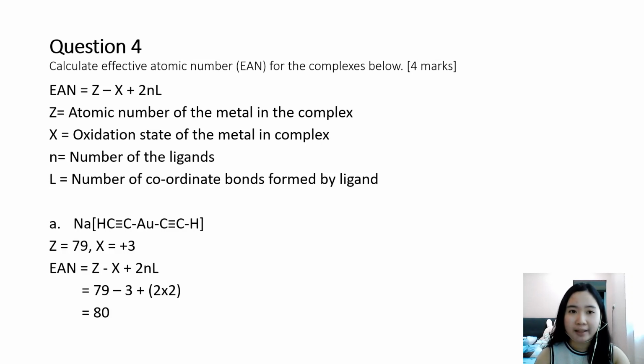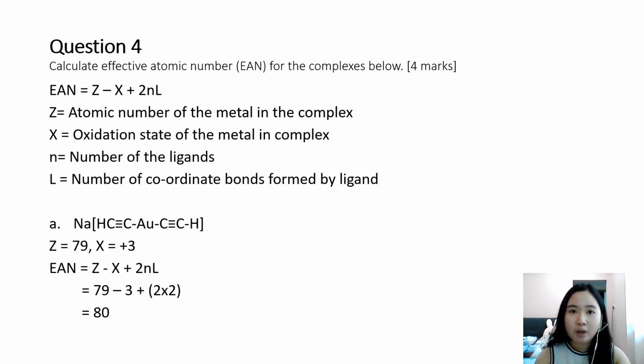Question 4 is to calculate the effective atomic number for the complexes. EAN is the total number of electrons at the metal center, including those gained from ligands through bonding and the electrons from the metal itself. The formula for EAN is Z minus X plus 2NL. Z refers to the atomic number of the metal, X is the oxidation state of the metal, N is the number of ligands, and L is the number of coordinate bonds formed by the ligand.